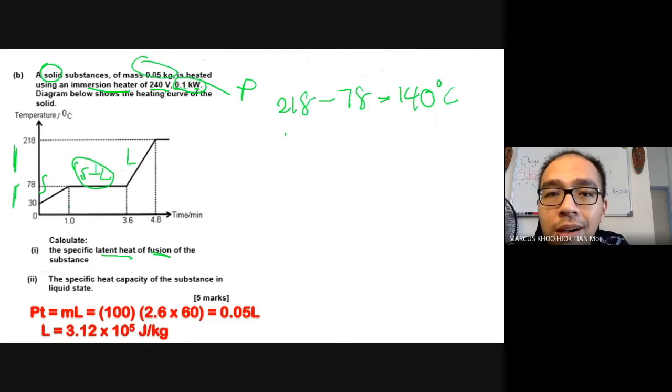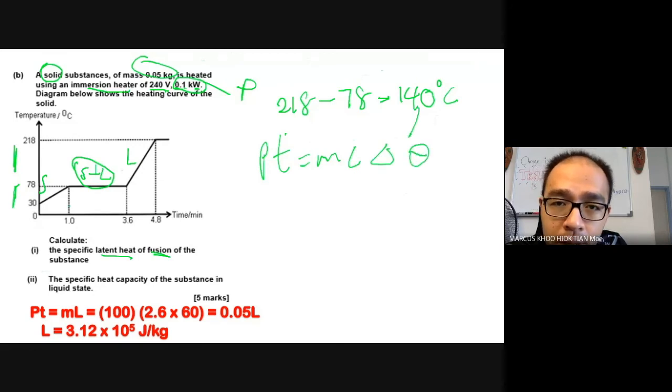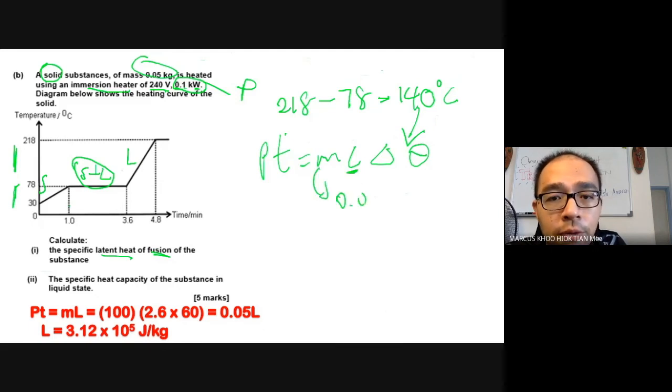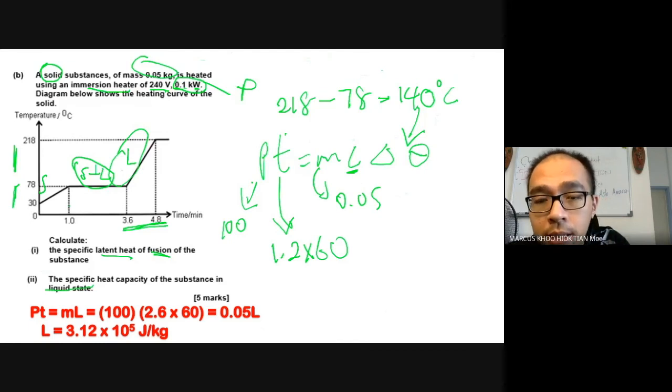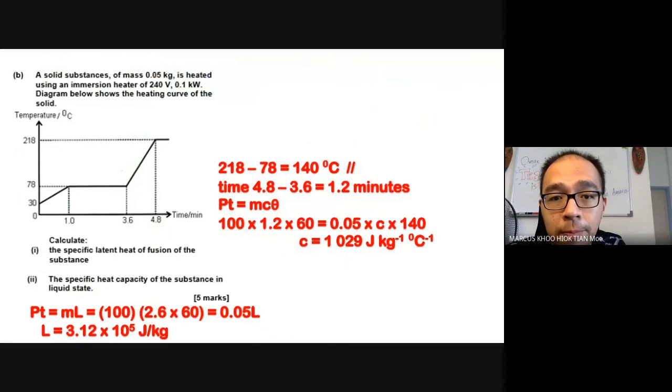Not enough information though. We're looking at this, Pt equals to mc delta theta. The good thing is you found the 140. I want to find the c. The mass is 0.05. Power and time, power does not change. Power is still 100 because 0.1 kilowatts you change to 100 watts. The time according to this graph, where it is in a liquid state, is 3.6 to 1.8, so it's 1.2 minutes, but we change to seconds. So P is 100, t is this one, mass is this one. You can calculate the c, and you will get c equals to 1029.